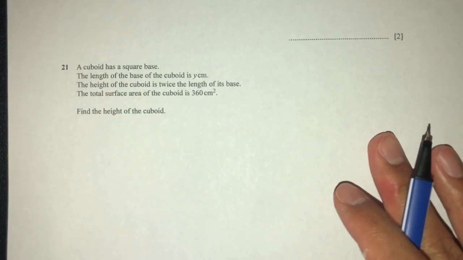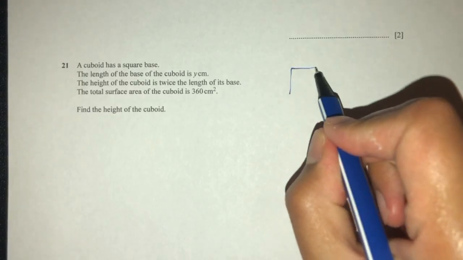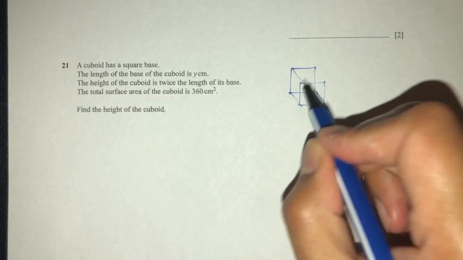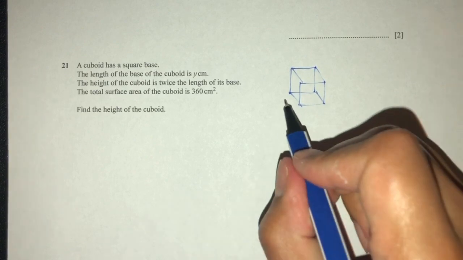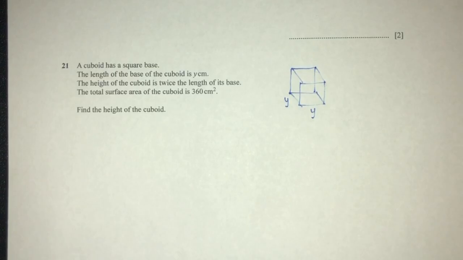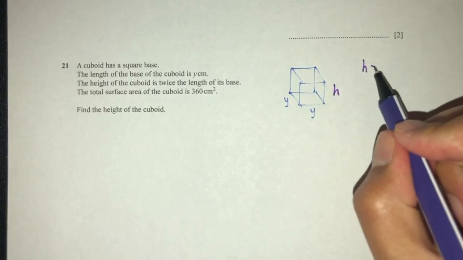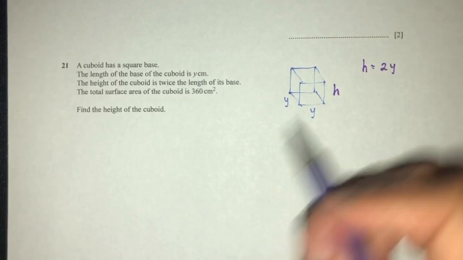Now let's move on to question 21. A cuboid has a square base, so let's first draw this cuboid. A cuboid is a shape somewhat like this, right? Let the length of the base be y, so this is y, and this also will be y because it is a square base. Now the height is right here. The height is equal to 2 times the length, so the height will be 2y.